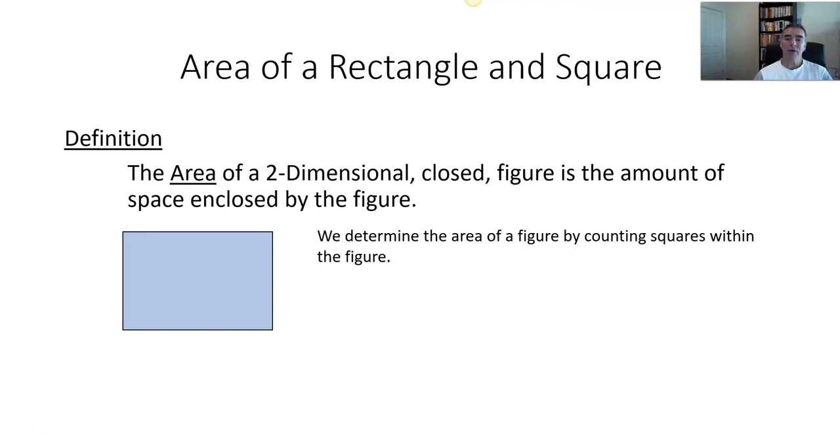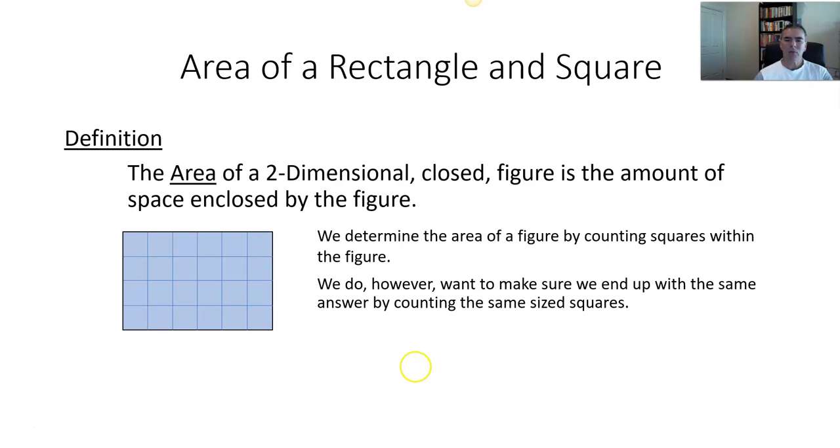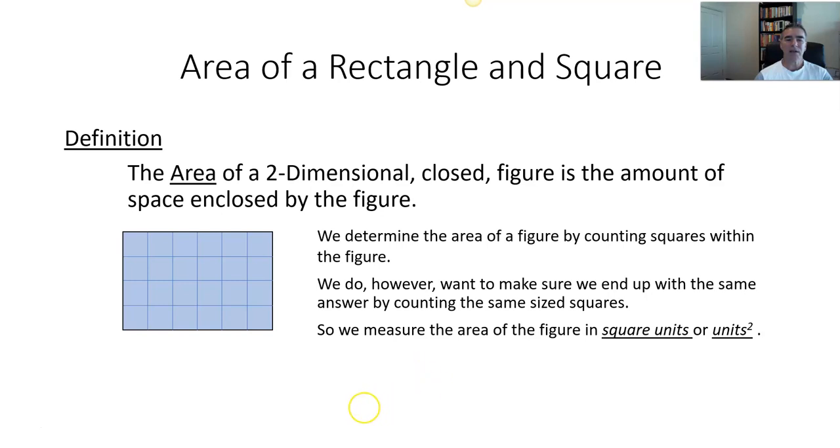So how do we determine the area of a figure? The basic way is by counting squares inside the figure. We can break it up into squares, but we want to make sure we end up with the same answer by counting the same size squares. There's no point in putting all these little squares in if someone else is putting in the larger squares. So we measure that particular area by counting the number of square units, and we can write that as either square units or units squared.